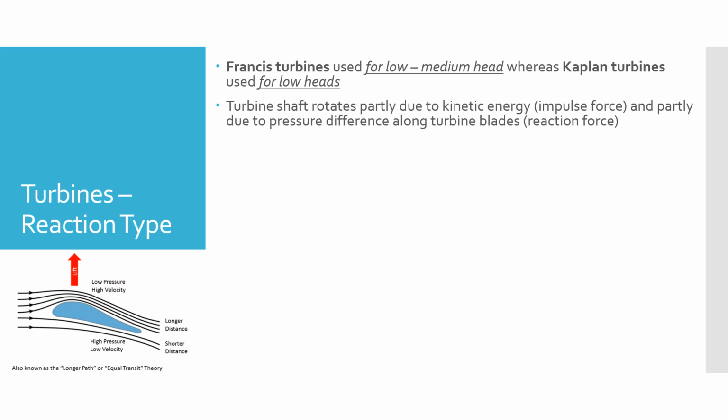So the turbine shaft rotates partly due to kinetic energy, which is the impulse force of the water hitting the blades of the turbine. Obviously, there will be some impulse force because water is in fact impacting the blades of the turbine. However, the major part of the force which rotates the turbine shaft is the reaction force, which is produced due to the pressure difference along the turbine blades.